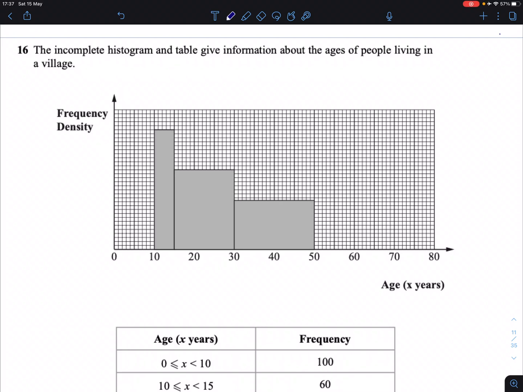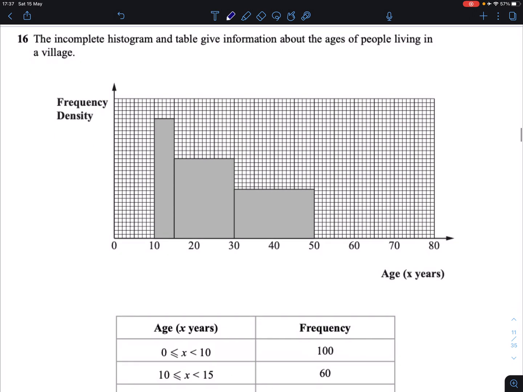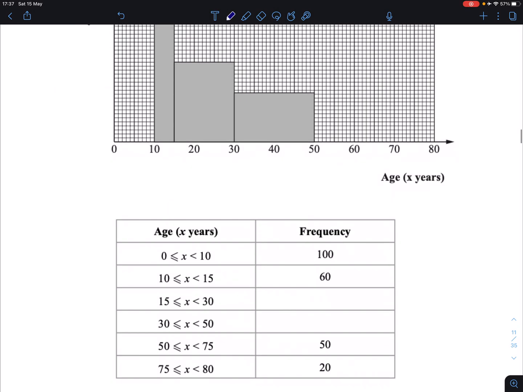Question 16, we have an incomplete histogram with information about the ages of people living in a village. Our frequency density, notice, has no scale here, so that's going to be one of the first things we do, is figure out what the scale is. So we have an incomplete histogram and we have an incomplete table.